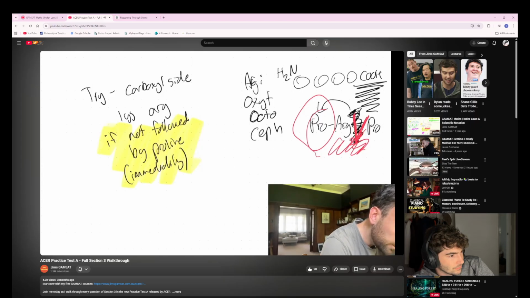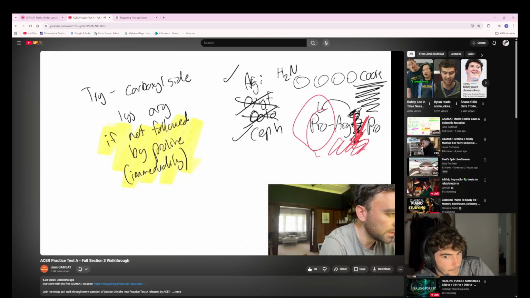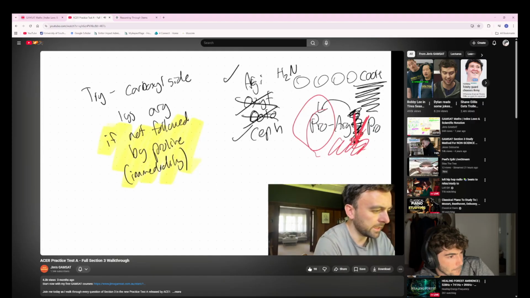If we look at oxytocin, I don't see any arginine or lysine in there. So I think that's a no for oxytocin. Octopressin, I also don't see any arginine or lysine. And then cephalotocin, I see an arginine and it's not immediately followed by proline. So I'd say argipressin and cephalotocin, which is answer B.